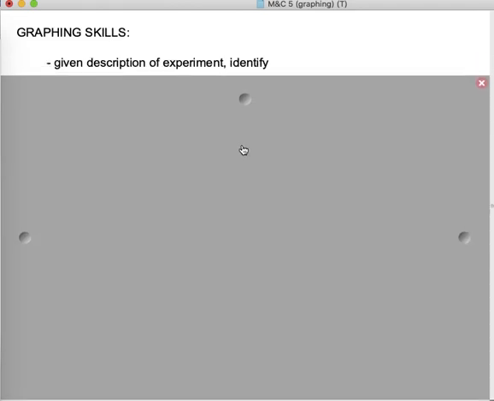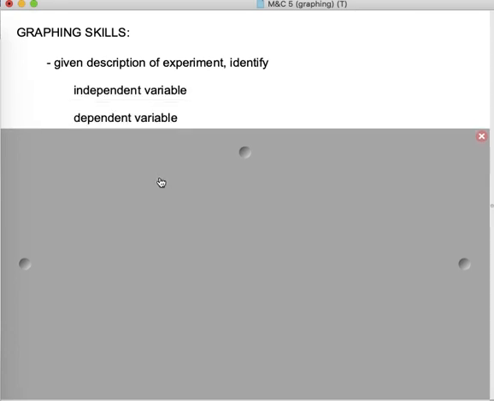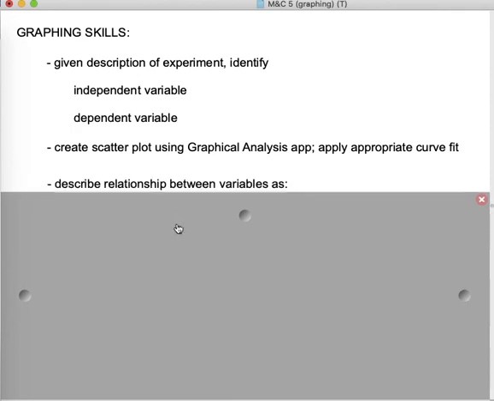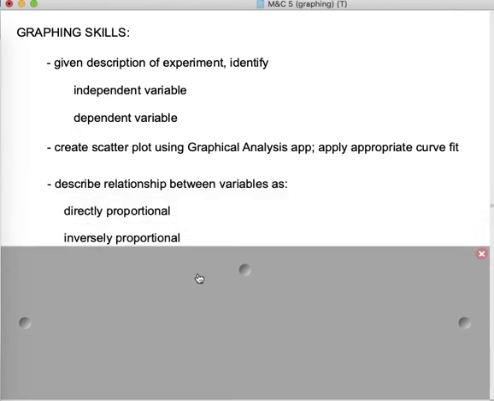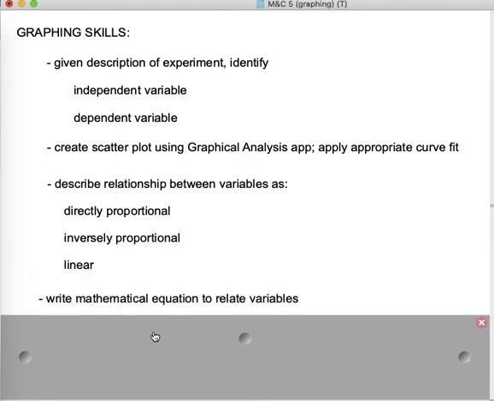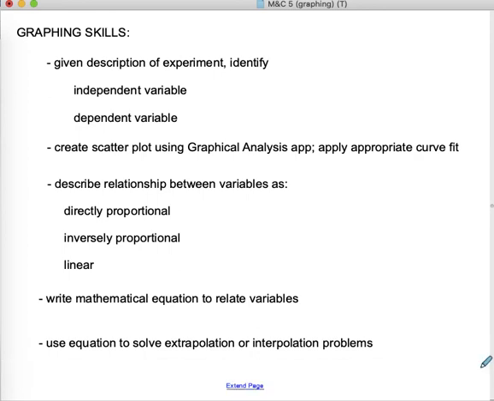Given a verbal description of a scientific experiment, identify the independent variable, the dependent variable, create a scatter plot using the graphical analysis app, and apply the appropriate curve fit. Describe the relationship between the variables as directly proportional, inversely proportional, or a linear relationship. Write the mathematical equation to relate the variables using the actual variables in the experiment, not just x and y. And then use the equation to solve extrapolation or interpolation problems. And that's pretty much it.